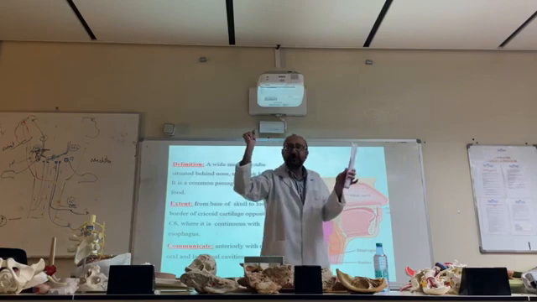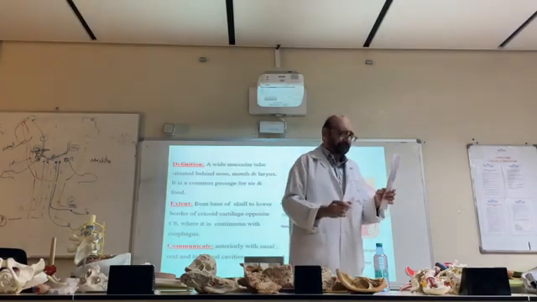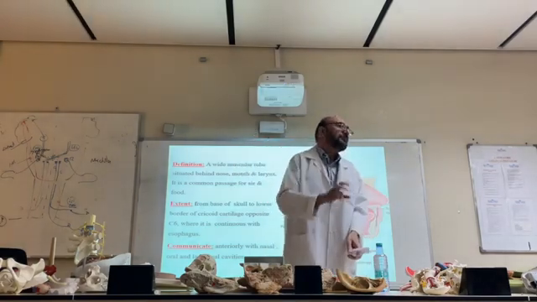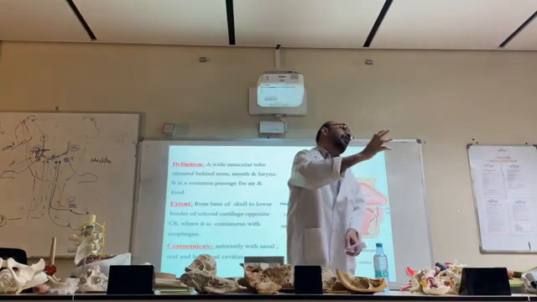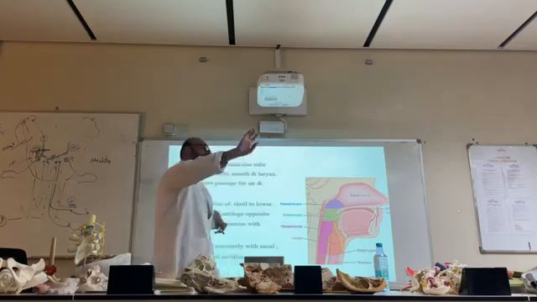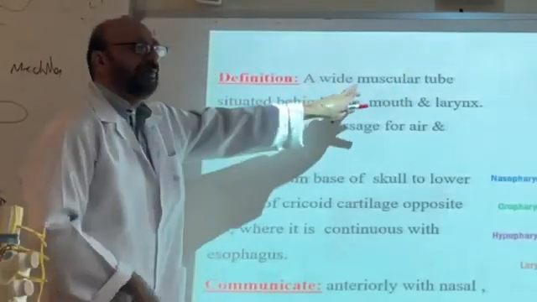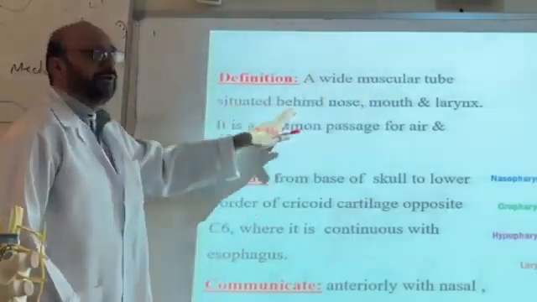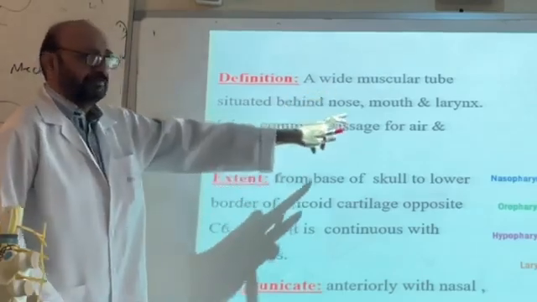Now life is easy. Understanding? All three are pharynx: the nasopharynx, the oropharynx, and the laryngopharynx. They are components of the pharynx. What is the pharynx? The pharynx is a wide muscular tube situated behind the nose, mouth and larynx.